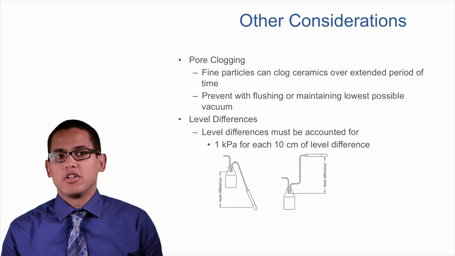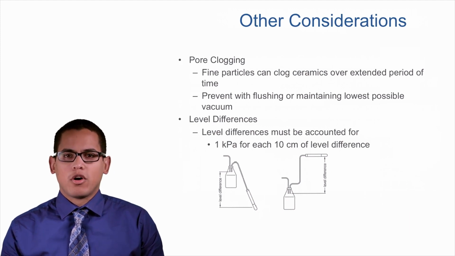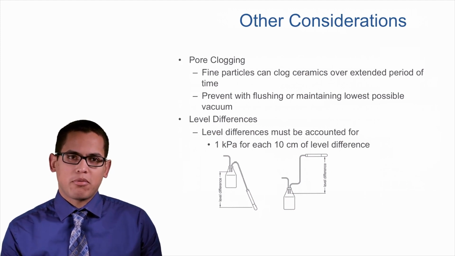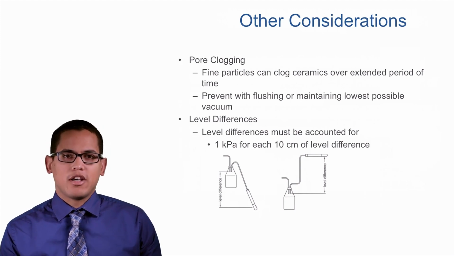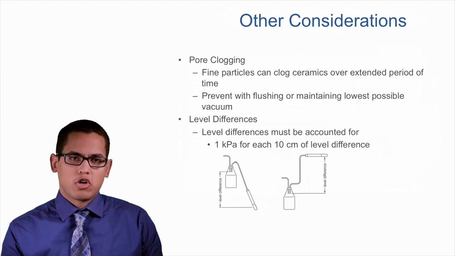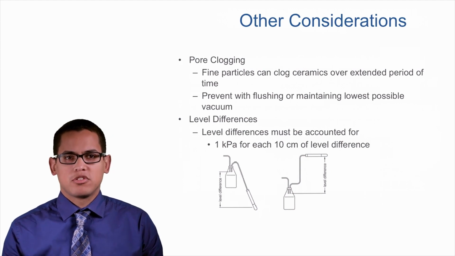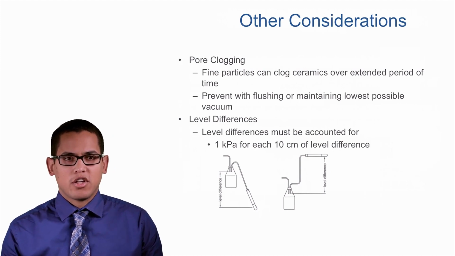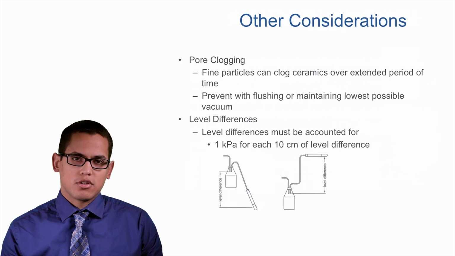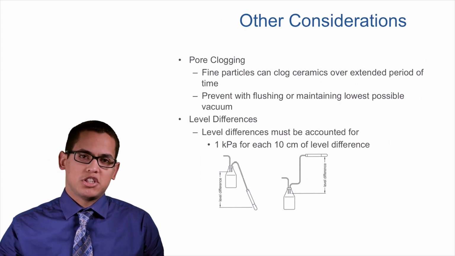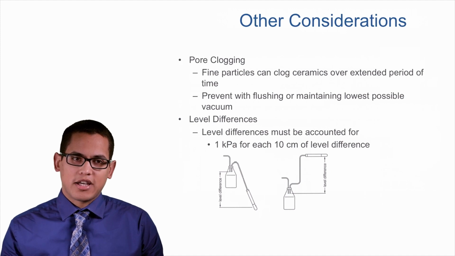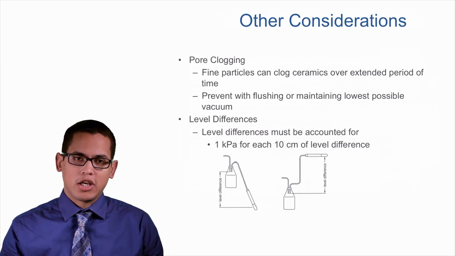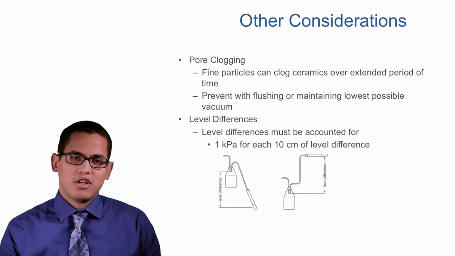Another thing you have to think about is level differences. If you are sampling from a certain depth, you need to understand that you have to overcome that depth in order to actually be able to pull the sample up to the surface. Another thing is if you have a setup where your sampler is actually at a higher point than your bottle, then you will run into an issue where you're getting a hanging water column inside of those tubes.